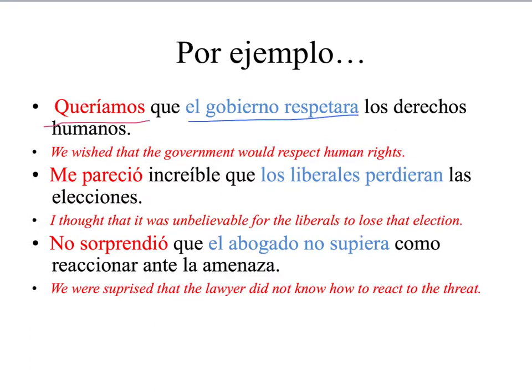And I've color-coded them so that you can see what's going on. Me pareció is in the past tense, therefore we need the subjunctive, but we need the past subjunctive. Me pareció increíble que los liberales perdieran las elecciones. Or no sorprendió que el abogado no supiera cómo reaccionar ante la amenaza.